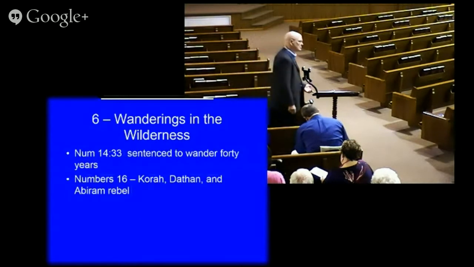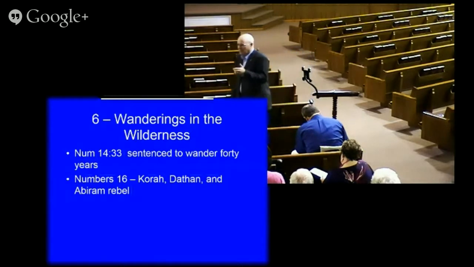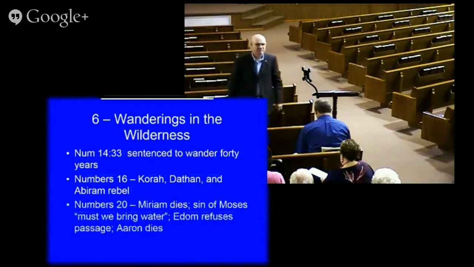Lots of things happen during this period of wandering in the wilderness. In Numbers chapter 16, we have the story of Korah, Dathan, and Abiram. They're rebelling against Moses, rebelling against the authority God had set up. Now they were handled. The earth opened up and swallowed them up.